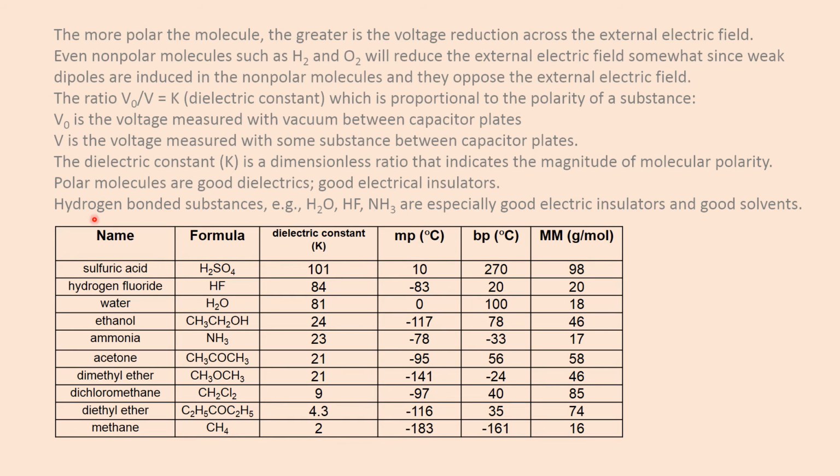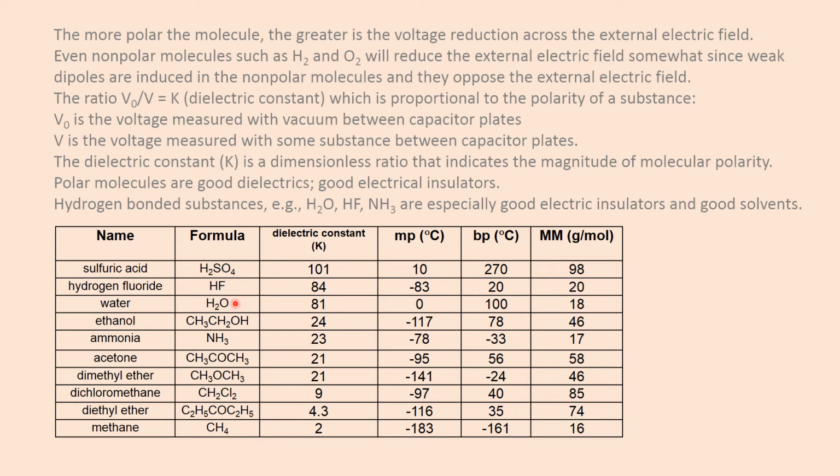Please take a look at this table. I've listed some common solvents in order of increasing polarity, increasing dielectric constant. At the bottom of the list we have hydrocarbons like methane, ethane, propane, butane, the alkane series. They all typically have a dielectric constant of 2. That's because they're made of atoms with very little difference in their electronegativity values, and therefore they are nonpolar.